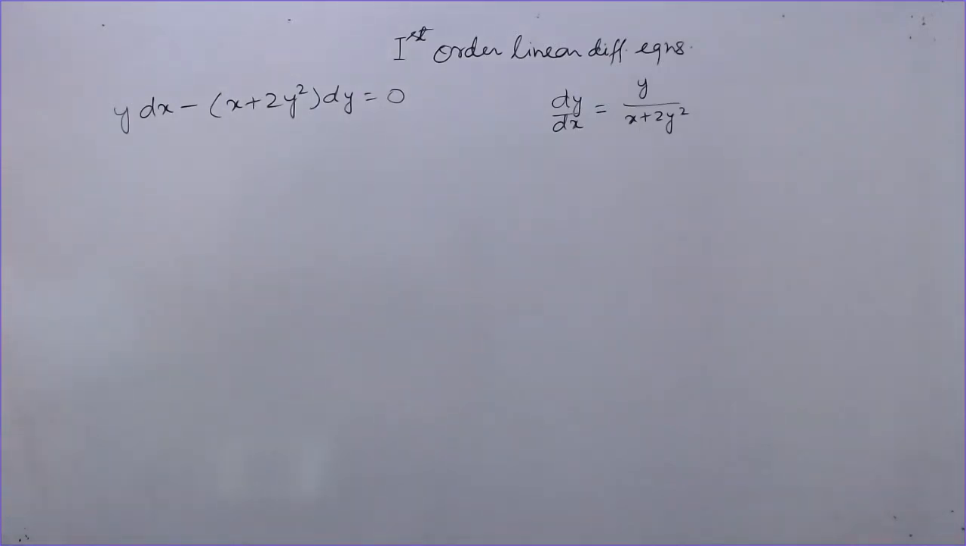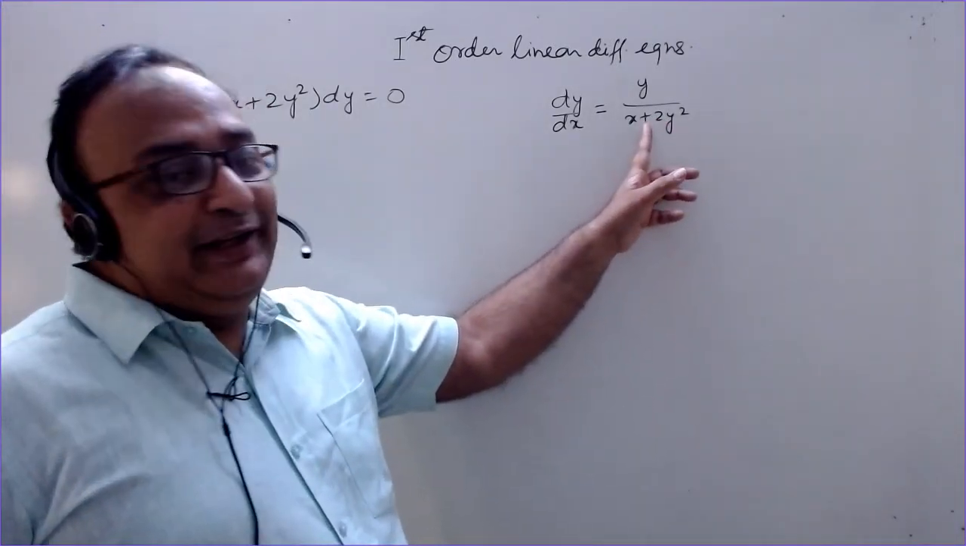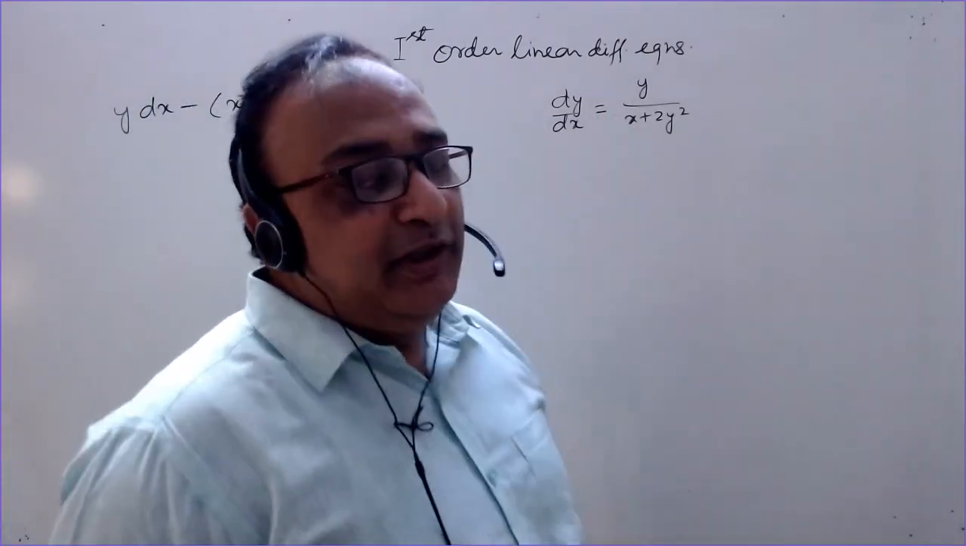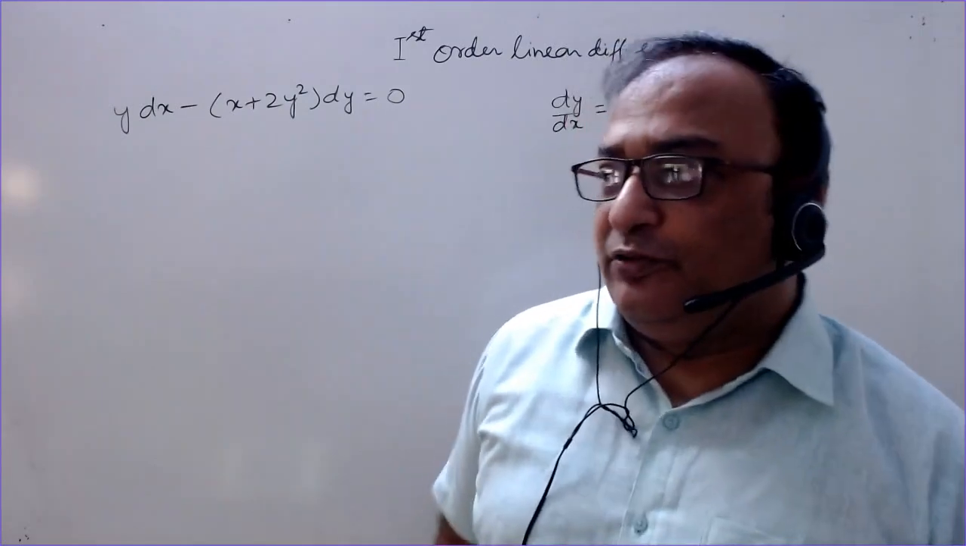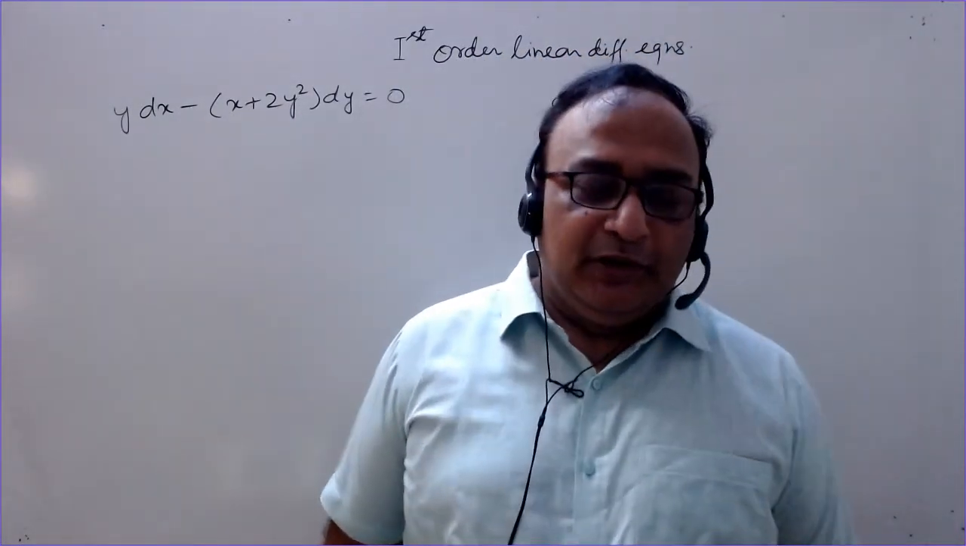So this cannot be written in the form of a linear differential equation, dy by dx plus py is equal to q, and this is also not variable separable type, because here we have x and y both added together. If you have x and y, two variables, added or subtracted together, then it is not possible to separate them. So what to do?